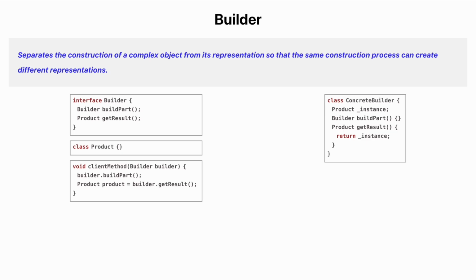Here, in order to create the product object, the client uses the builder, which has several methods that will build part of the final product and has one method that will return the final product.